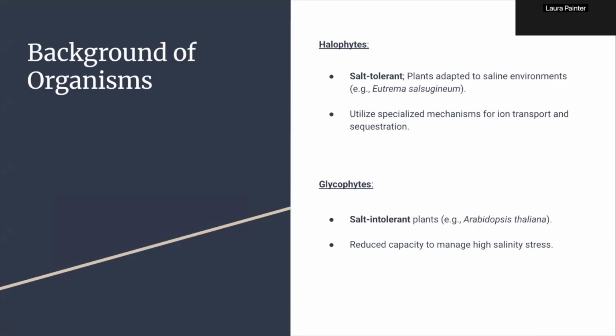For background on the organisms that I chose to study, for halophytes, which are salt-tolerant plants that have adapted to saline environments, I chose Eutrema salsugineum, and it utilizes special mechanisms for ion transport and sequestration. And for glycophytes, which are salt-intolerant plants, I chose Arabidopsis thaliana, which has reduced capacity to manage high salinity stress.